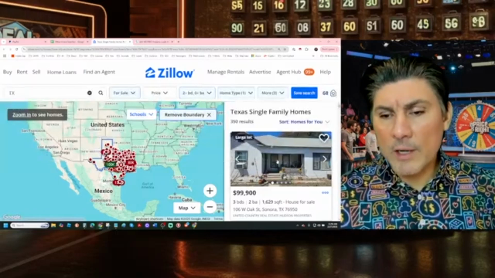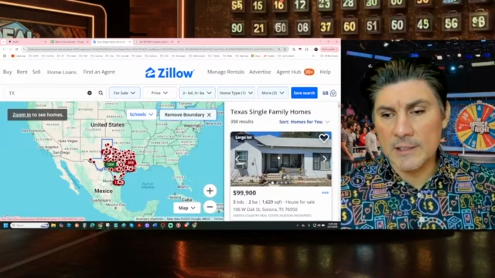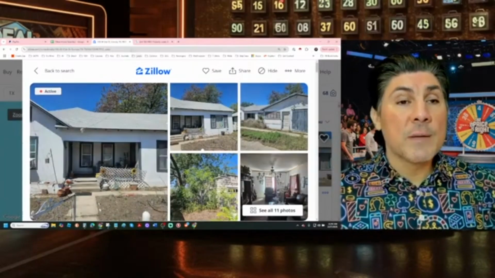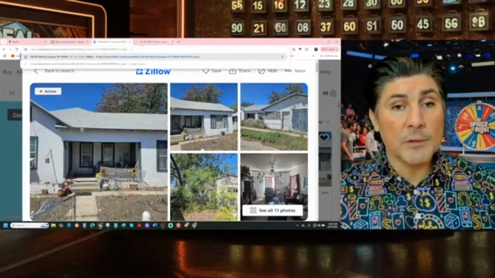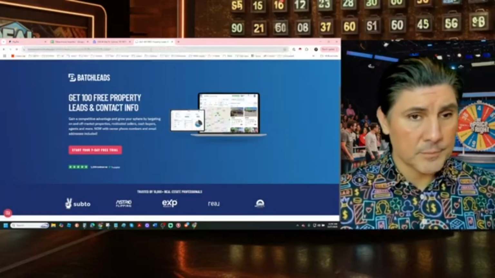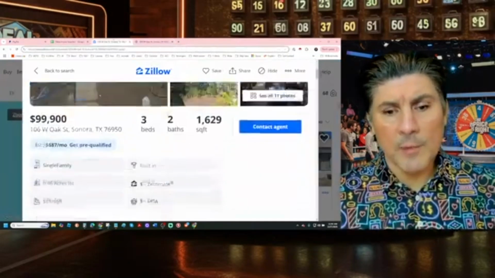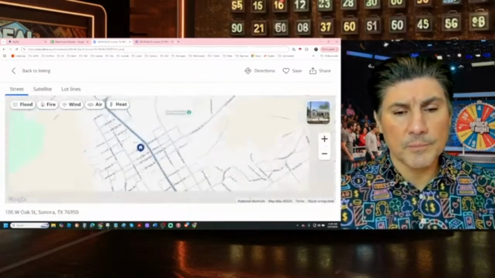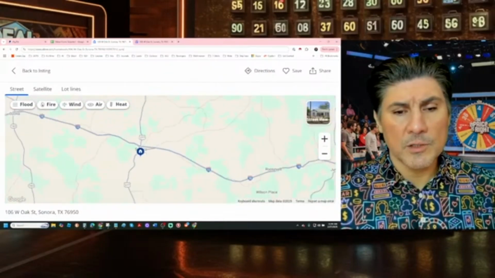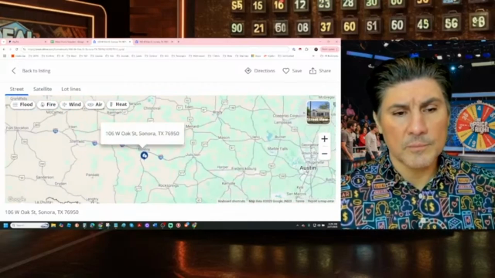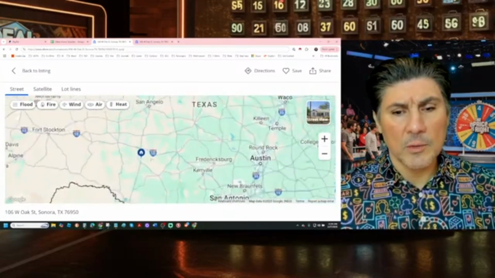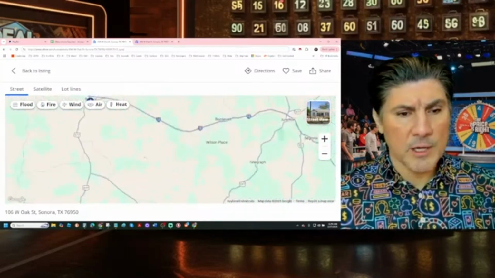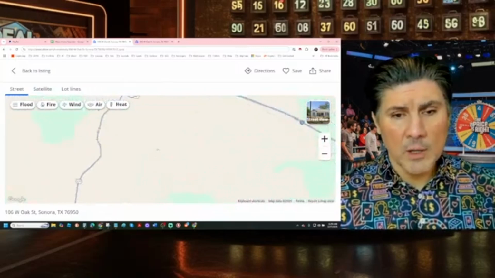So now we've got one here at $99,000 in Sonora, Texas. Let's take a look at this one. We're going to use the same strategy that I did last time. I open up 2 windows, then I'm going to scroll down and see where it's at on the map. Okay, it's in Sonora, which is west of Austin, probably about 4 to 6 hours. I could be wrong. Don't quote me on that.